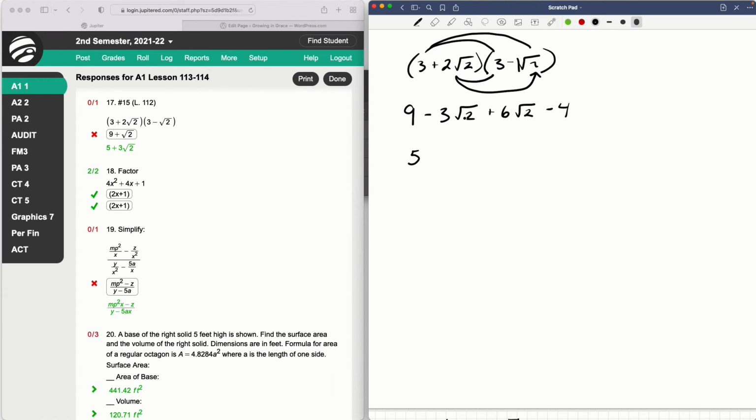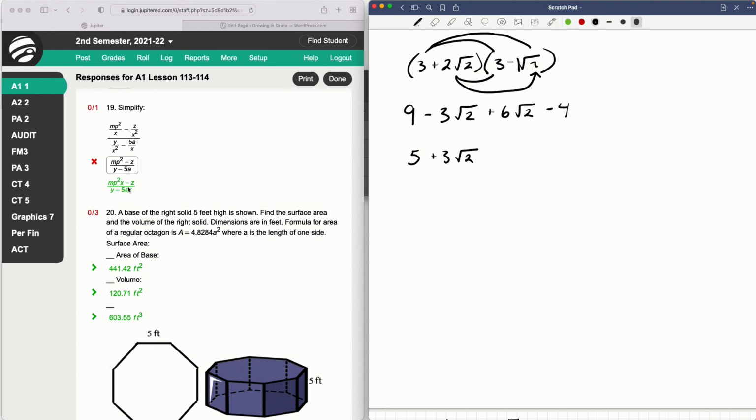And then -3 plus 6, because these have the same number, the same base, we treat it like a variable and pretend like that was an x and this was an x, so then that'd be 3x, right? But instead, it's 3 times the square root of 2. Because we just took the coefficients and combined them. And that's how we get that answer. Okay? All right, you did good on this one.